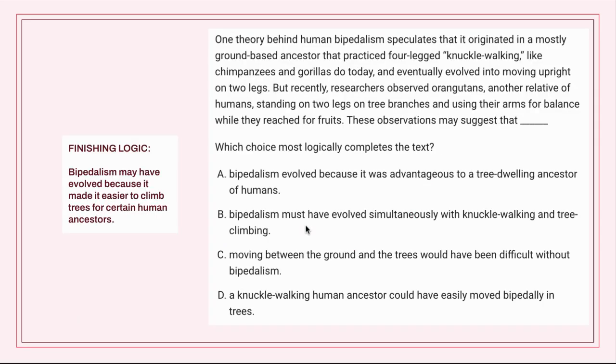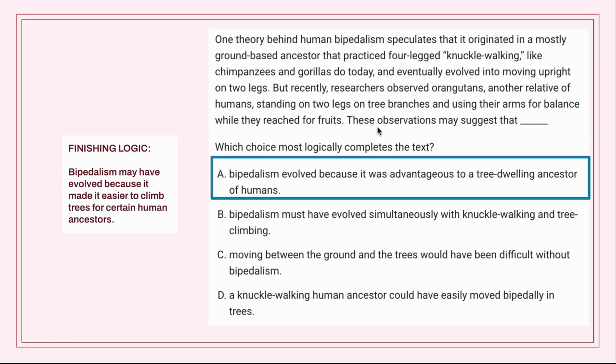I think this one is helpful to come up with your own logic first, because as we'll see, you can get pretty confused by these answer choices. So take a second and see which one matches up best with this logic. So I think A here. Bipedalism evolved because it was advantageous to a tree-dwelling ancestor of humans, in this case orangutans. I think that's what we're saying, because it helped these orangutans climb trees, that it kind of evolved to be in humans as well. Now let's look at the other answer choices.